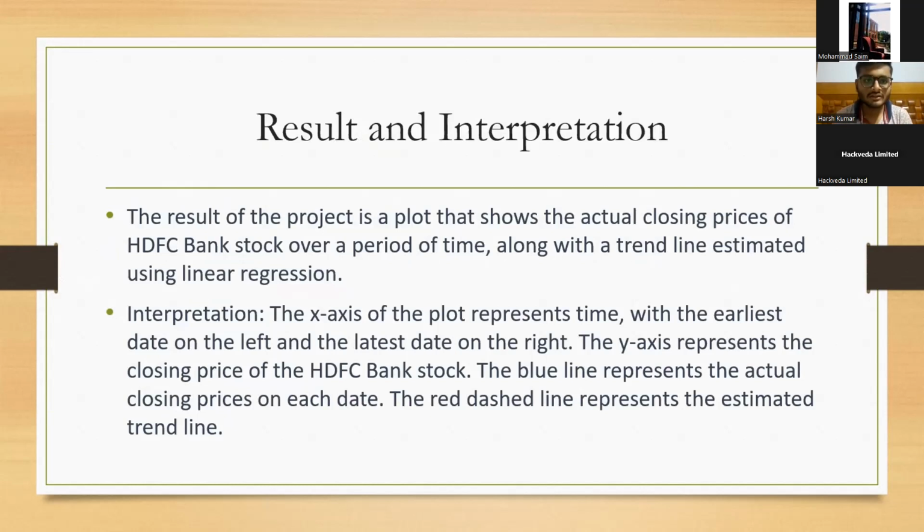So let's talk about the result and interpretation. Let me just minimize this. When we see the result, it will show the actual closing prices of the bank over a period of time along with the trend line. The interpretation is that the x-axis represents time with the earliest date on the left and the last on the right, that is, increasing from left to right as a normal x-axis. The y-axis will be the closing point of our datasets, and the blue line will be the actual one, and the red dashed line will be the one predicted by our linear regression model.